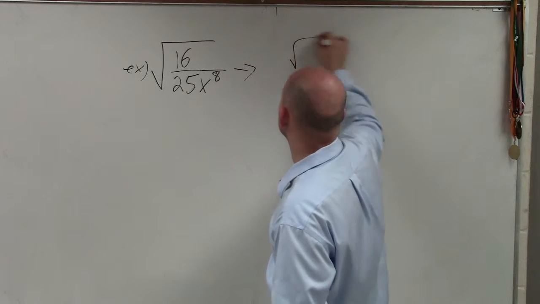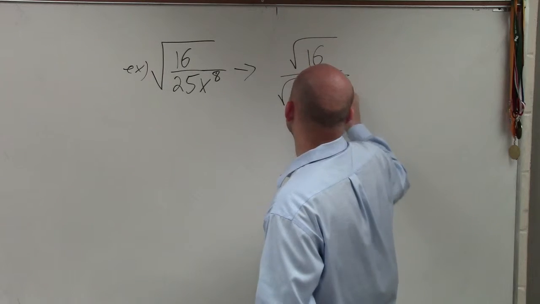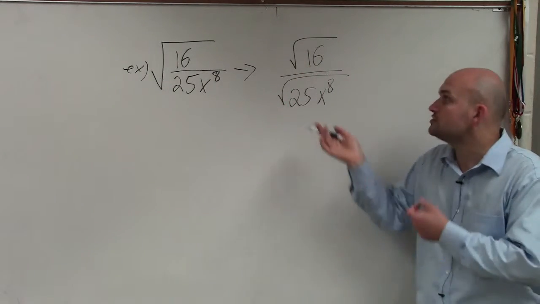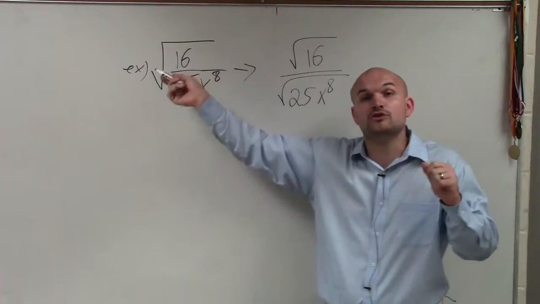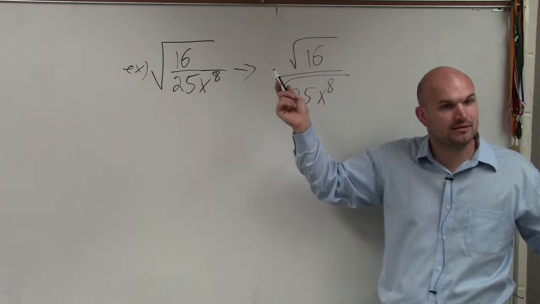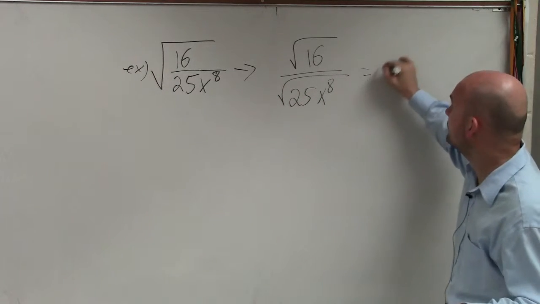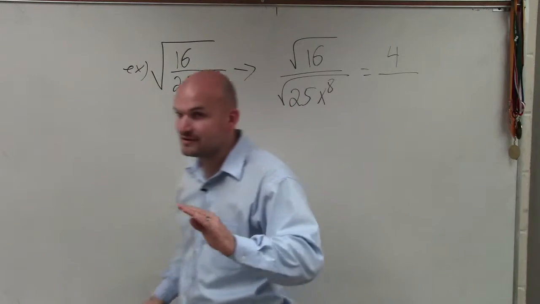First thing we can do is rewrite this as square root of 16 over square root of 25x to the 8th. Okay? So when you have the square root of a fraction, you can break that up into the square root of the numerator over the square root of the denominator. So the square root of 16 is just what? 4. All right.